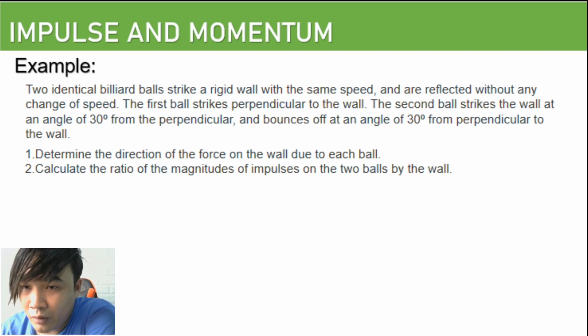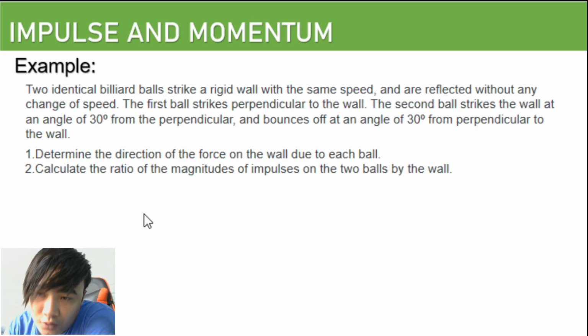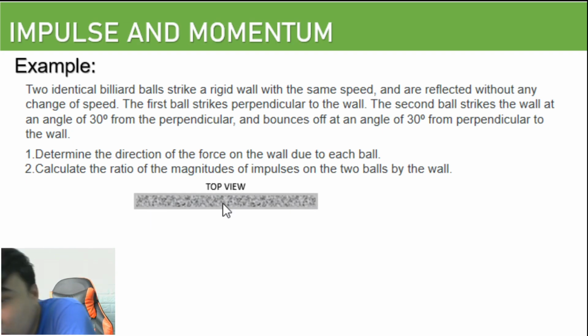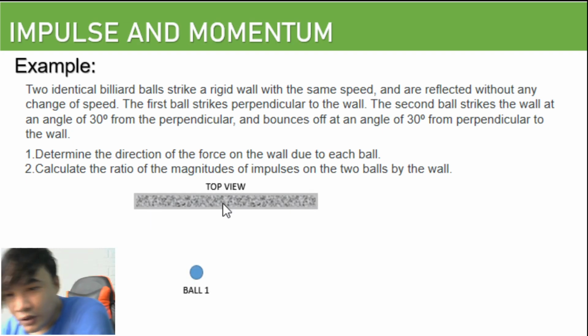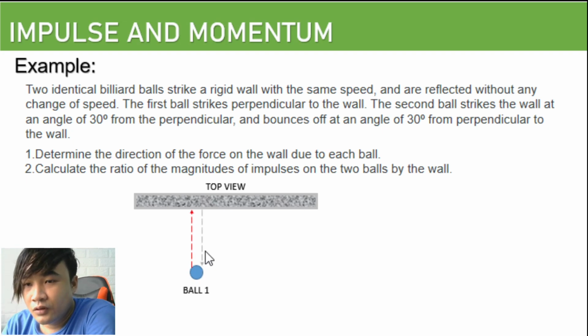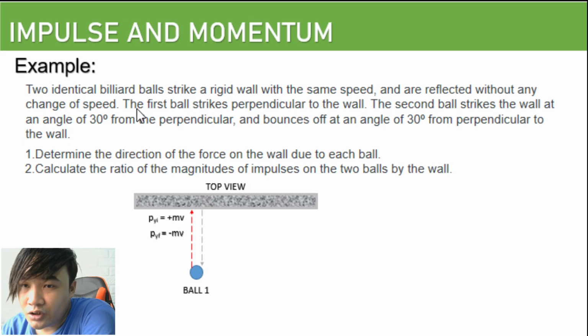So para masolve natin yung number 1, kailangan natin i-sketch yung problem. For example, meron tayo ditong top view ng wall. Then meron tayo ball 1, tinamaan niya yung wall, perpendicular to the wall. So nangyari, nag-bounce back lang siya. And sabi niya, without any change of speed.